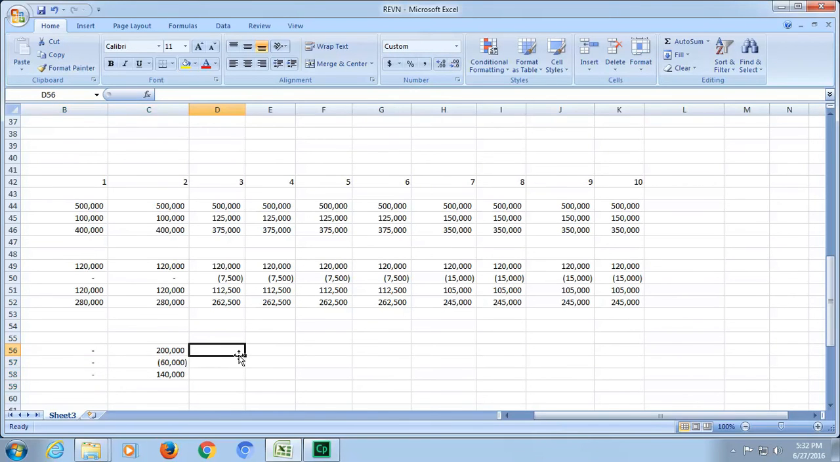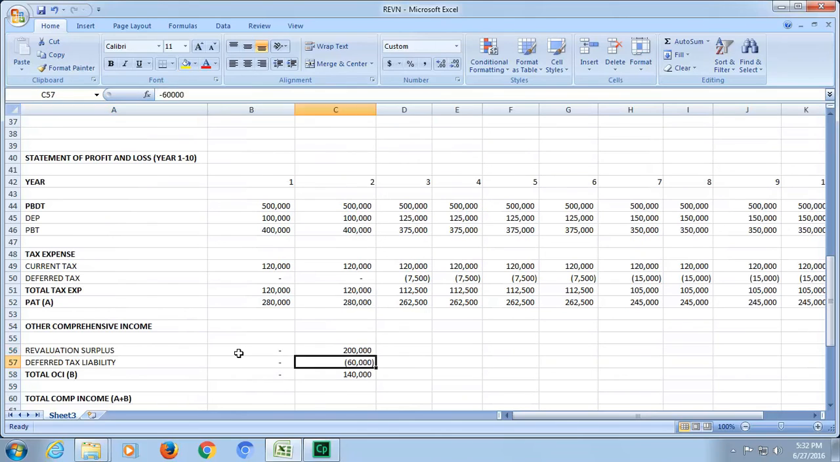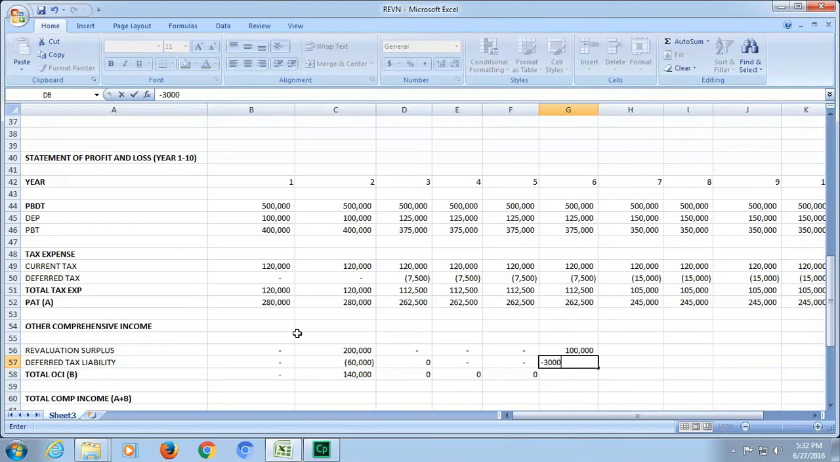Now in the third year there was no revaluation profit, hence everything was 0. Fourth year again it was 0. Fifth year again it was 0. Sixth year again there was a revaluation profit of 1 lakh, but there was a deferred tax liability which I created for 30,000. I get 70,000 as the revaluation profit for 6th year.